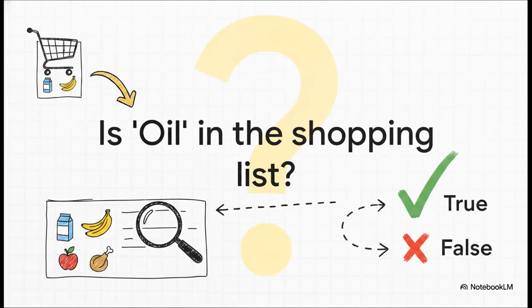And how do we check if we actually remembered to add something to our list? By simply using the in keyword, we can ask Python to check for membership, and it will instantly return a Boolean true or false. Is oil in the shopping list? Python searches behind the scenes. If it's there, true. If not, false. It's highly readable and feels almost exactly like plain English.